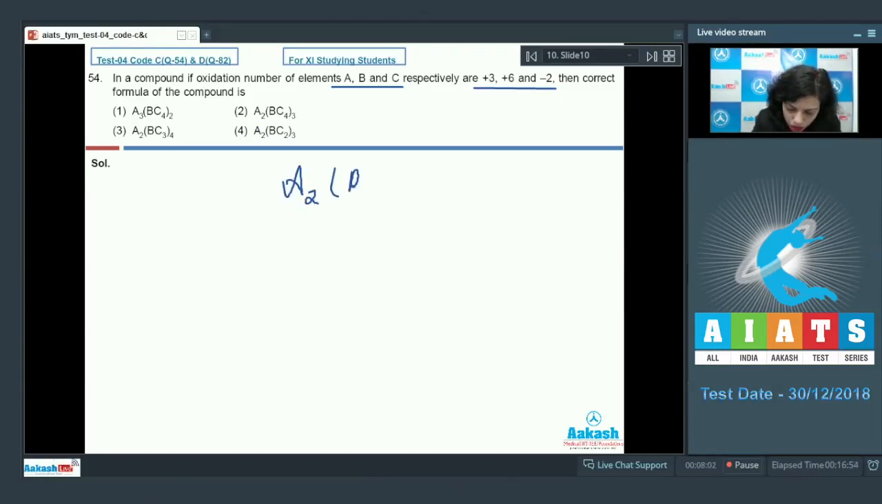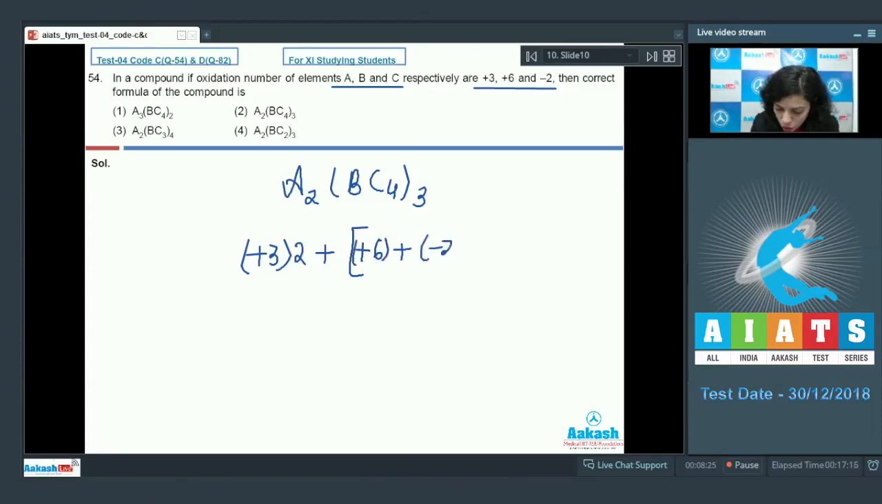This is the compound, A2BCO4 whole thrice. In this case, the sum of the oxidation number of all the elements should be 0. So let's check, is it so or not? Plus 3 into 2, plus, for the B, this oxidation number is plus 6, then here is C4. The oxidation number of C is also given, that is minus 2. And how many atoms of C are there? Into 4. And whole thrice is there. It should be 0. We have to just check whether it is so or not.